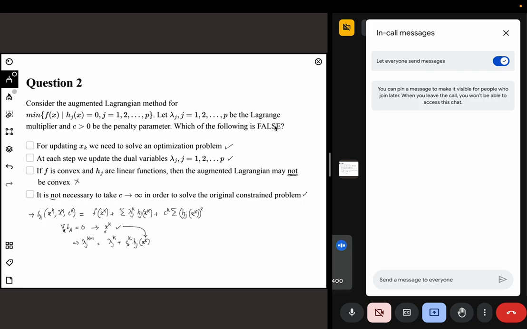So the only statement that is false is this particular one, that if f is convex and hj is linear functions, because the penalty is also a quadratic function, the entire augmented Lagrange will also be a convex function. This is clear?